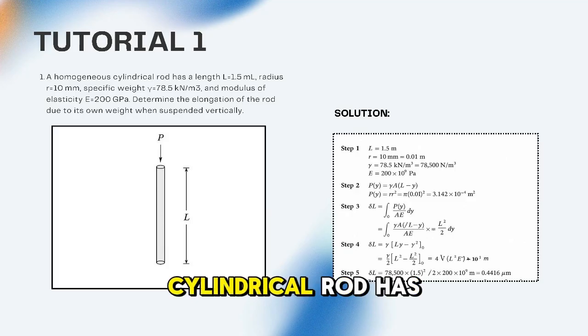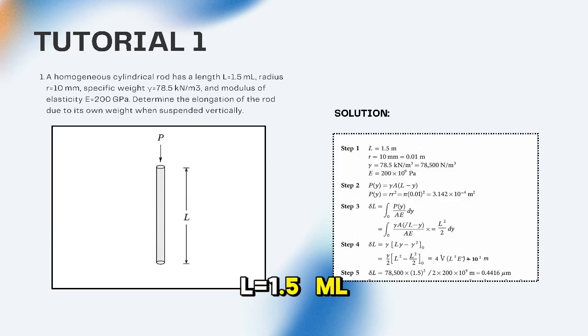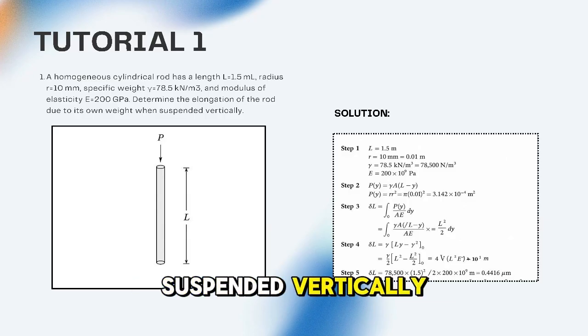Tutorial 1. A homogeneous cylindrical rod has a length L = 1.5 m, radius r = 10 mm, specific weight γ = 78.5 kN/m³, and modulus of elasticity E = 200 GPa. Determine the elongation of the rod due to its own weight when suspended vertically.